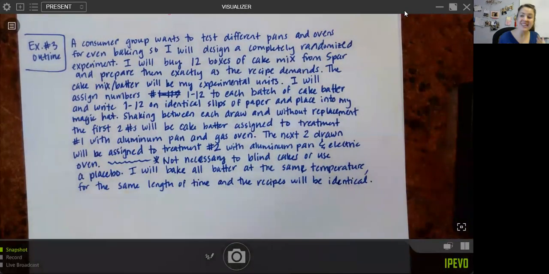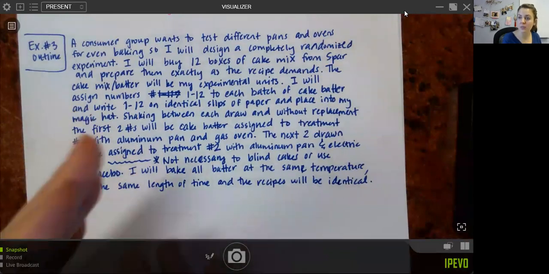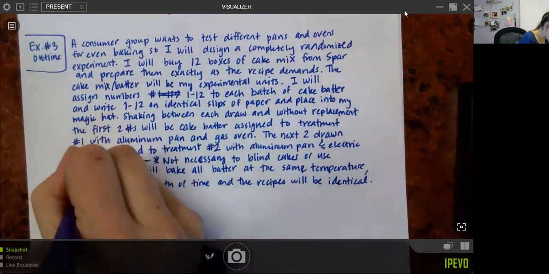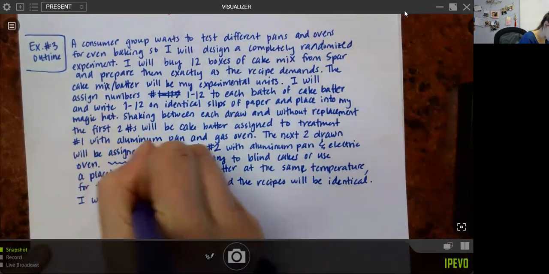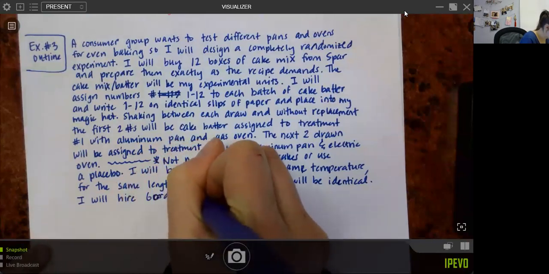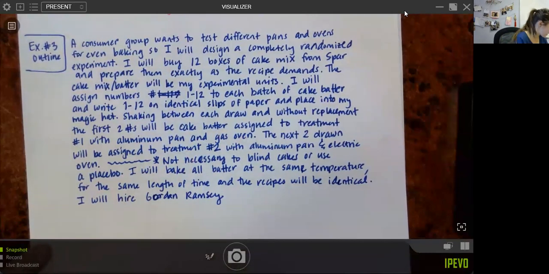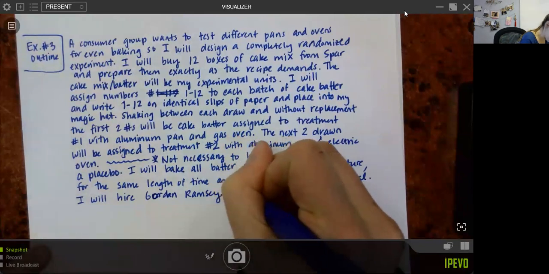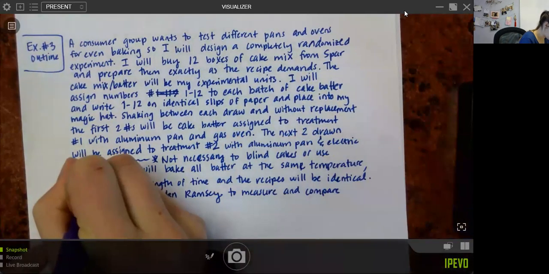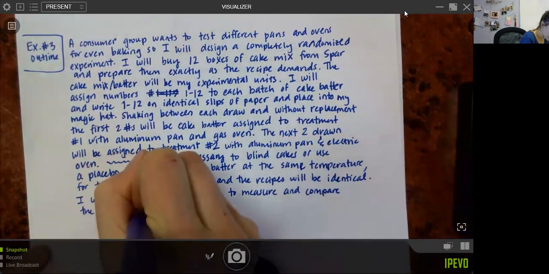All right. Because I've talked about baking them at the same amount of time, normally I would say after 12 minutes, I'm going to take them all out of the oven. That would be a very short time to bake a cake, by the way. But in this case, I'm saying they're all going to be baked the same amount of time. So after that amount of time, I will hire, okay, this is where we can have a little bit of fun. I'm going to hire Gordon Ramsay, an unbiased cake expert, maybe Cake Boss, to measure and compare the even baking.